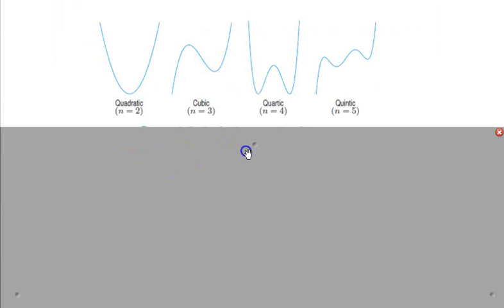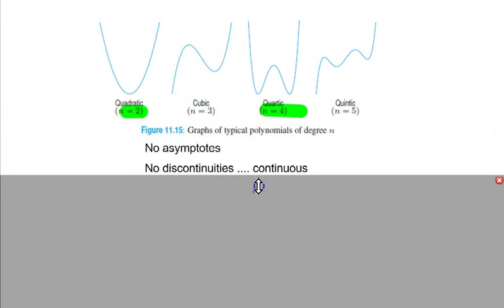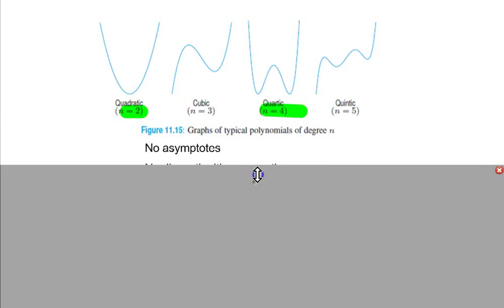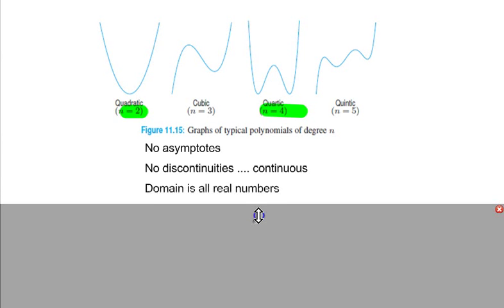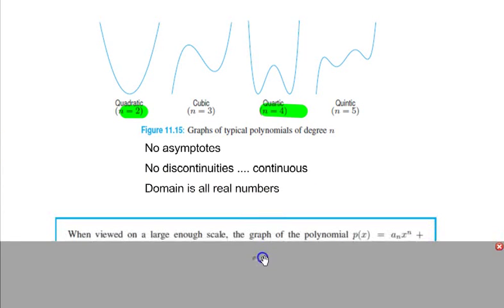Now, what do these graphs look like? Well, like in the previous example, even power leading coefficients have restricted ranges, whereas when the leading coefficient is odd, it doesn't have restricted ranges. But all polynomial functions have no asymptotes. All polynomial functions are not discontinuous. In other words, they are continuous, and all polynomials have all real numbers as their domain. Okay?